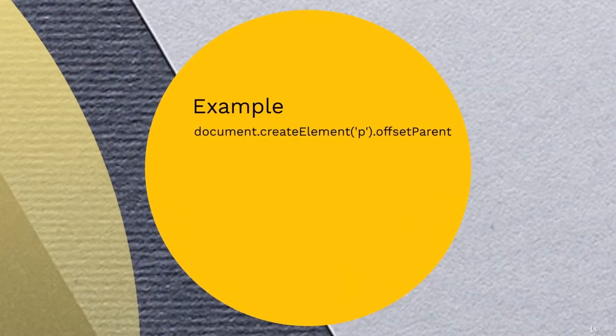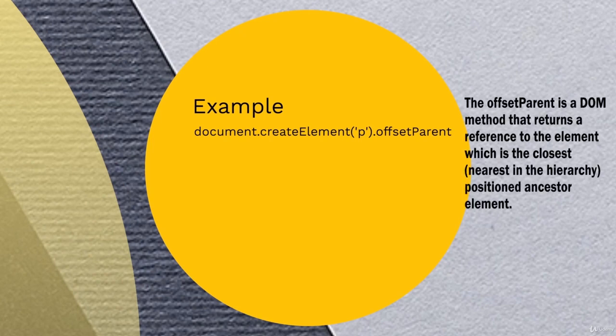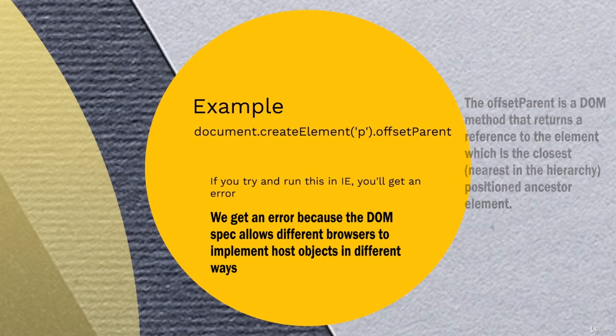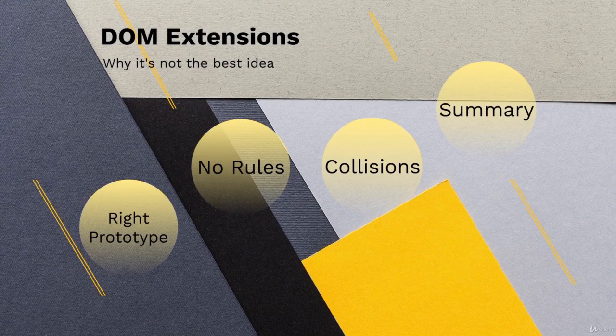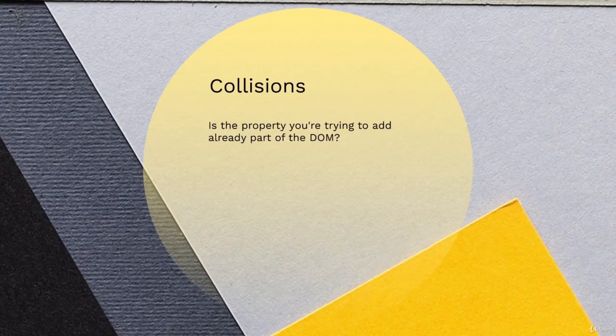Let's just quickly look at an example. If we type document.createElement p and we access the offsetParent property, this will not work in Internet Explorer. We'll get an error. That's just an example of why it's not a good idea, and there are no rules specifying how these should behave. The final thing I want to discuss is collisions.